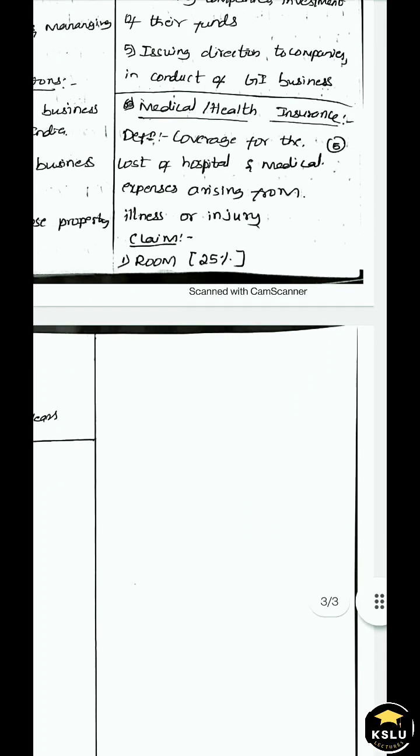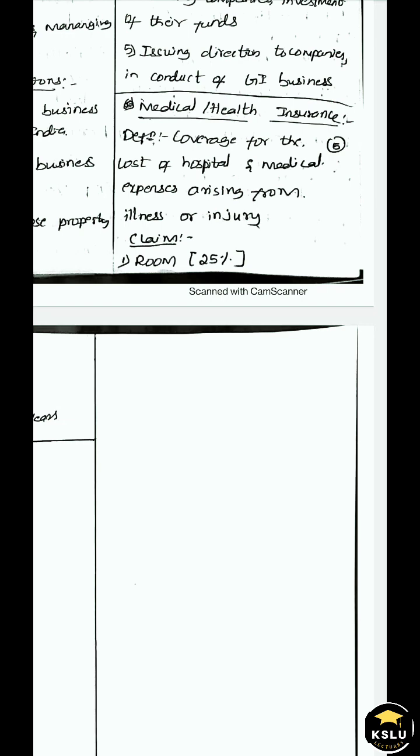The next concept is the short note. Asked for a short note: medical or health insurance. So what is medical insurance? Definition: it is the coverage for the loss of hospital and medical expenses arising from illness or injury. So it is the insurance where the premium is paid to cover hospital and medical expenses.